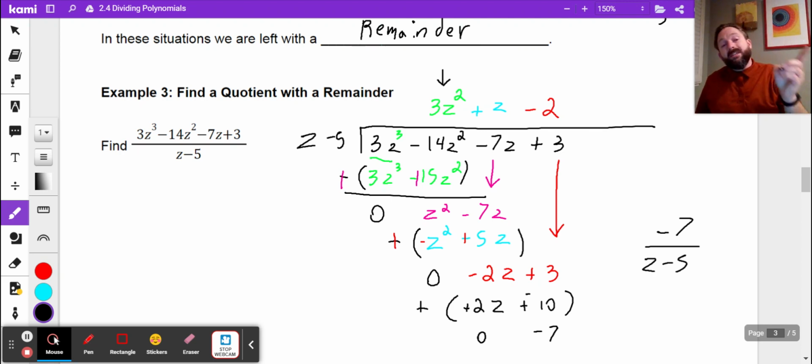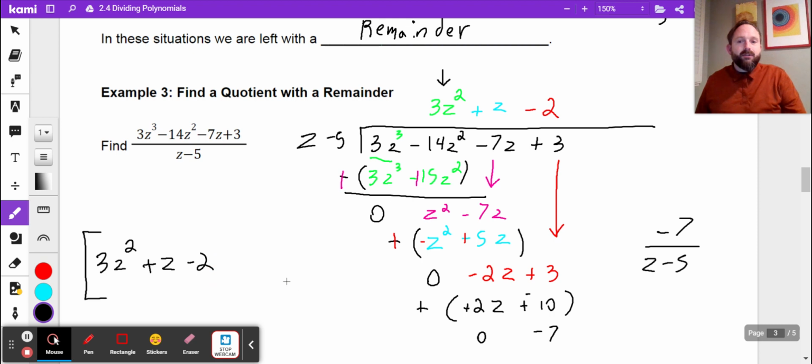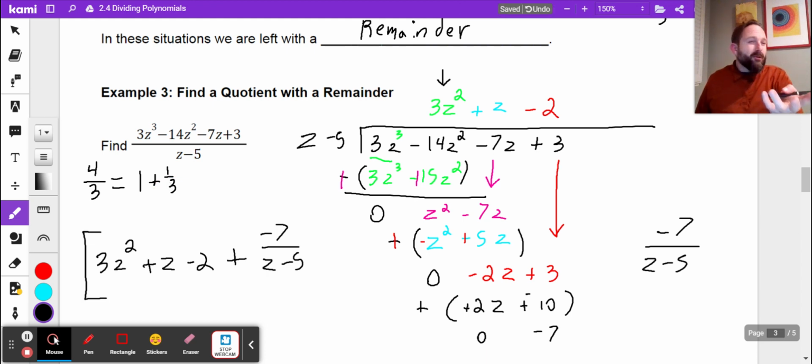But what we can do with these polynomials is we can just take this and rewrite it. The answer would be 3z squared plus z minus 2, and we have this remainder of negative 7 over z minus 5. Remember, when we divided 4 by 3, that's equal to 1 and 1/3, 1 plus 1/3. But we don't normally say that because that's weird. In the English language, we don't say that. We say 1 and 1/3. Wait, we said and.